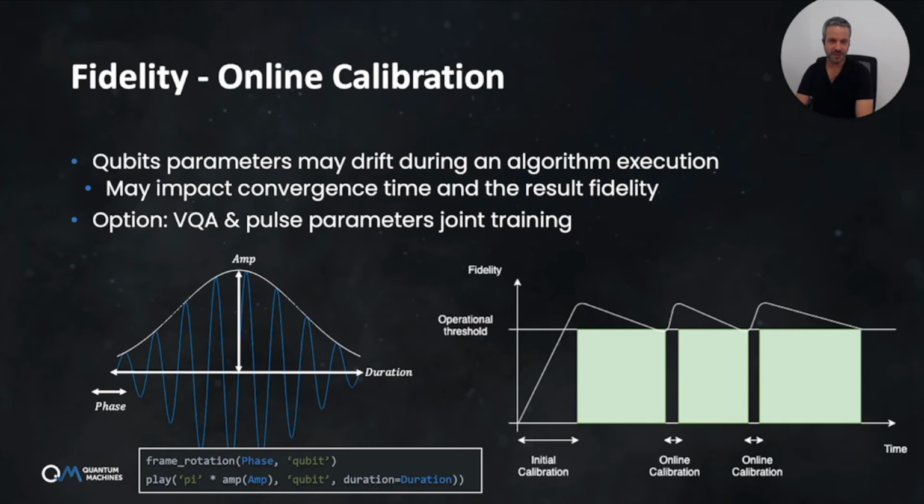Another option is to jointly train VQA parameters and pulse parameters. For example, as we can see on the left-hand side, we can present to the VQA optimizer the pulse amplitude, its duration, and its phase.